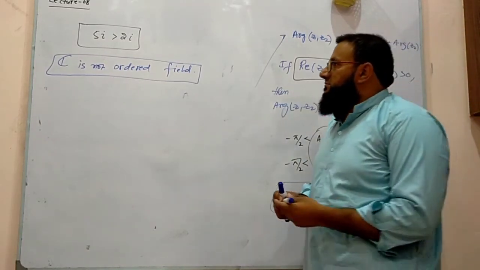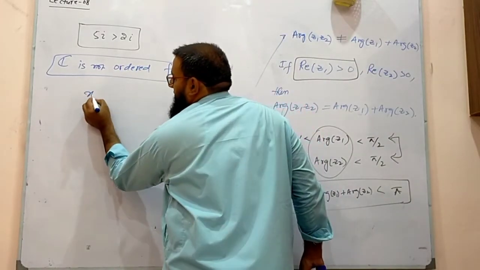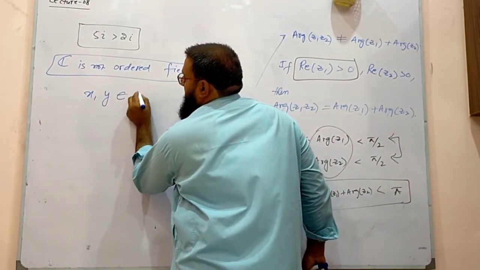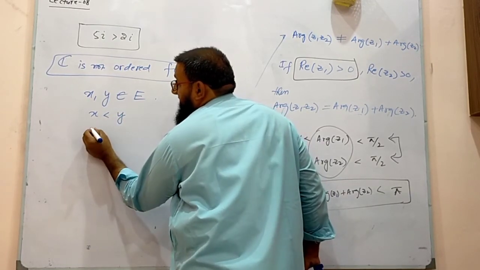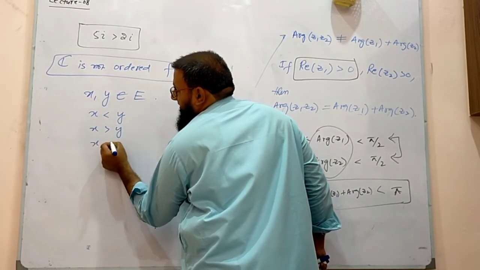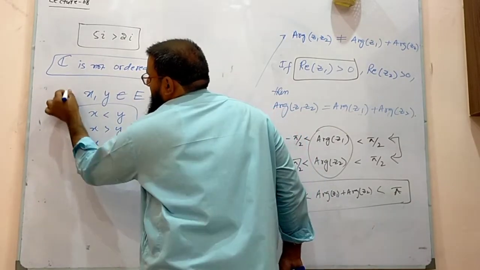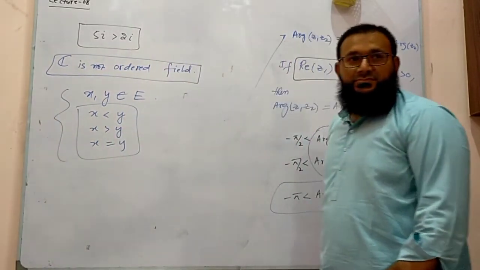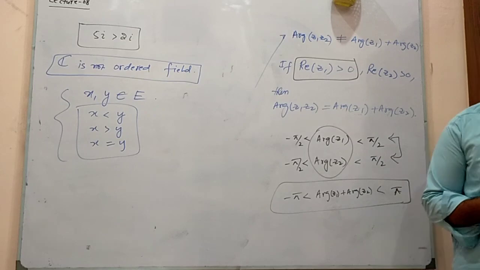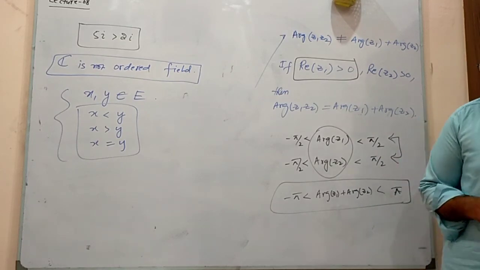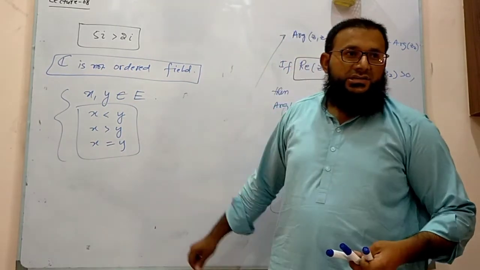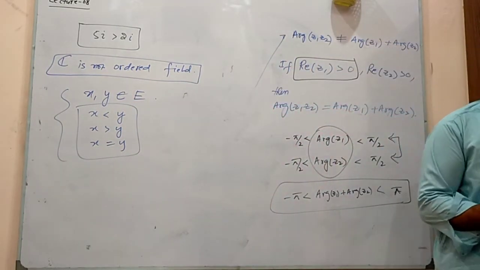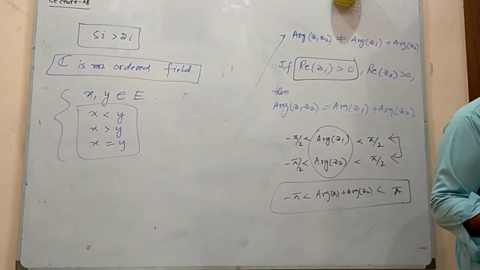Order means you can exactly define that. If you take two numbers from a set, let's say E, then you can exactly say that one is less than the other, greater than the other, or they are exactly equal. This is what we call the order relation. Yes, sir. Only these two will work. If you say one is less than the other or greater than the other, we call it an order relation. Otherwise, there isn't any.